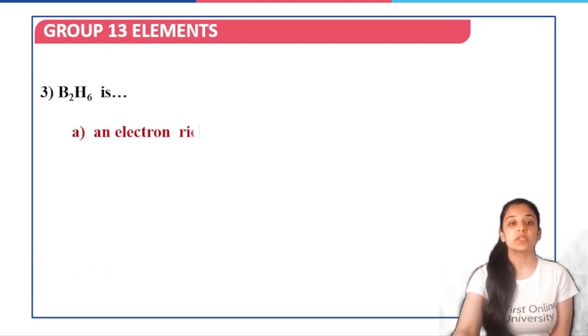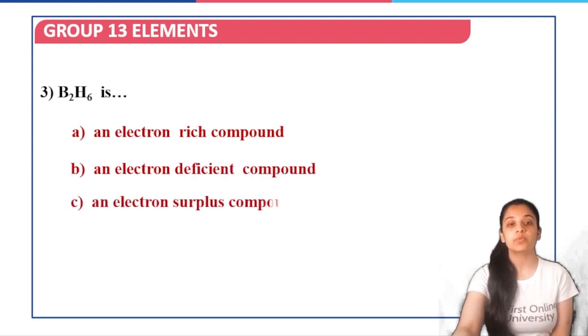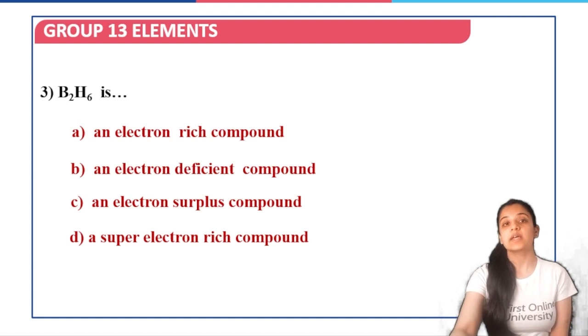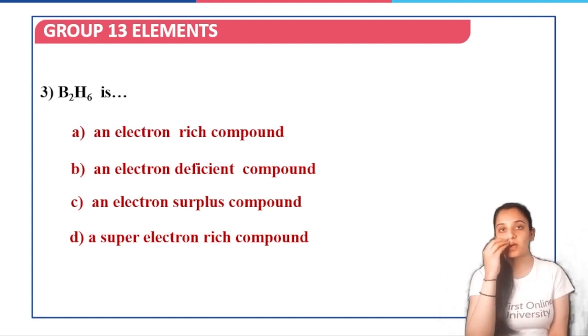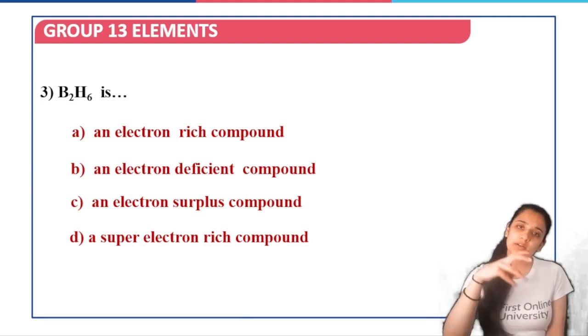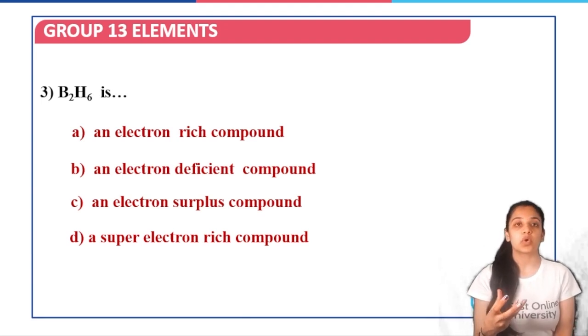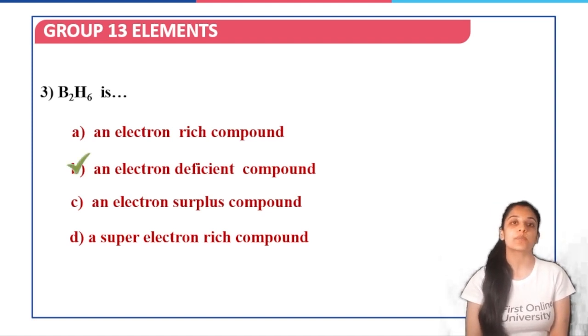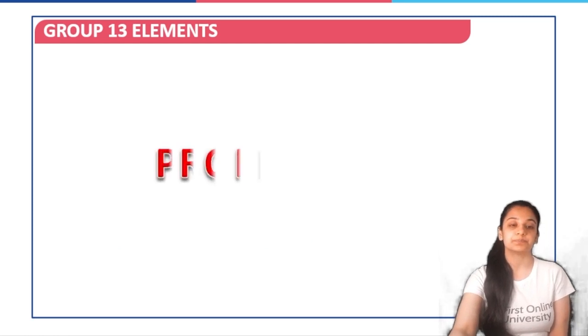The next question is: B2H6 is an electron-rich compound, electron-deficient compound, electron surplus, or super electron-rich compound. See, when we talk about boron, or in general when we are talking about boron compounds, we have seen that the octet is incomplete and therefore it is an electron-deficient compound. Option B is the correct answer.